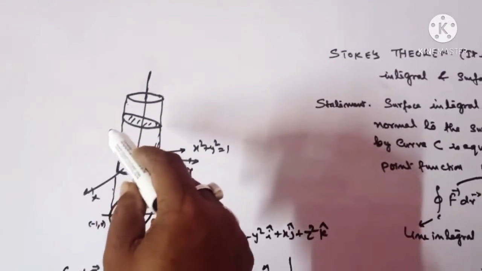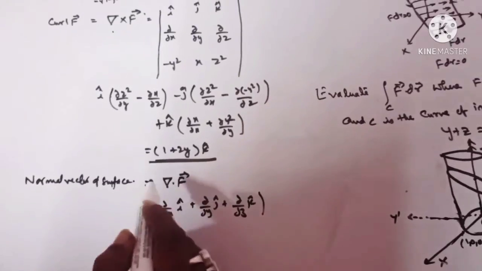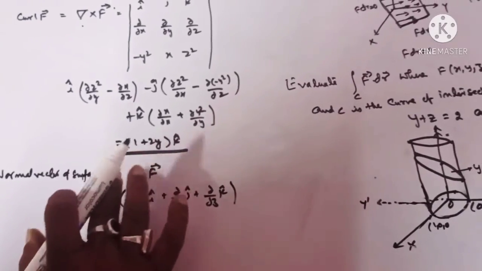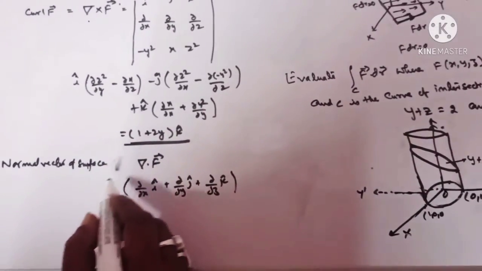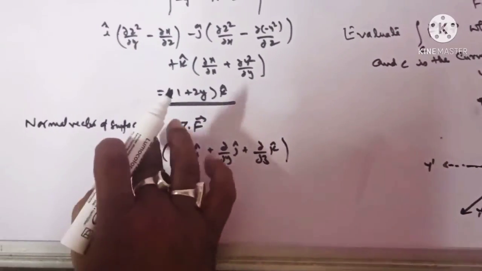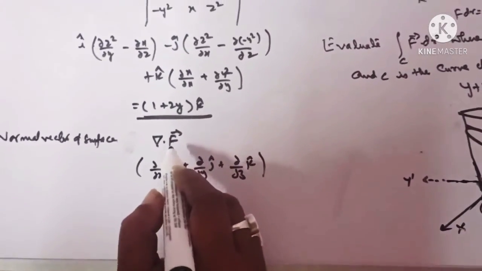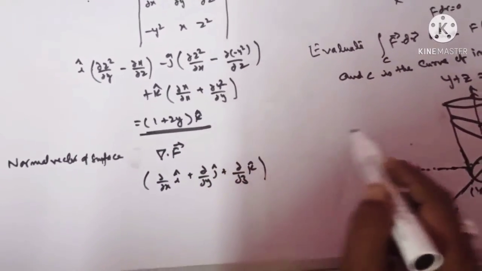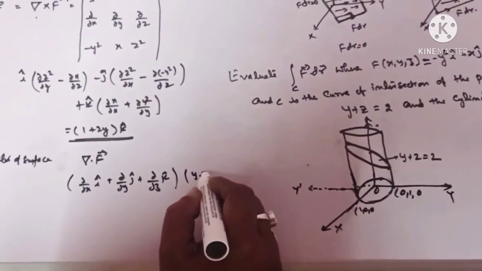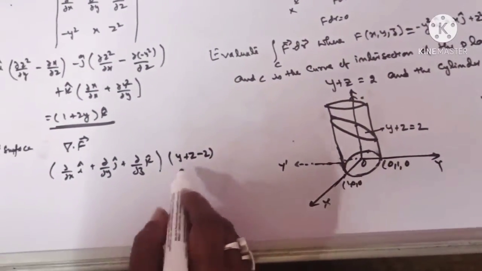It is the normal vector, del f, the normal vector of the surface. This is not delta, it is an operator, and this operator is given by this. The equation of the plane given to you is y plus z minus 2. This is the equation of the plane.